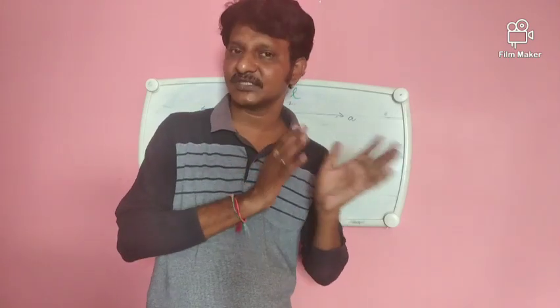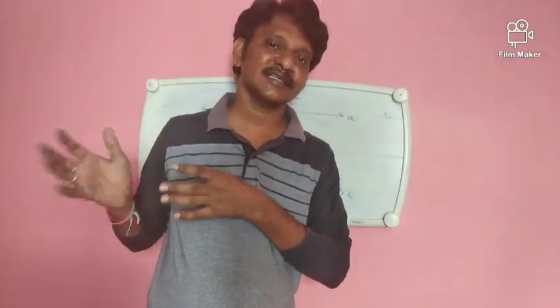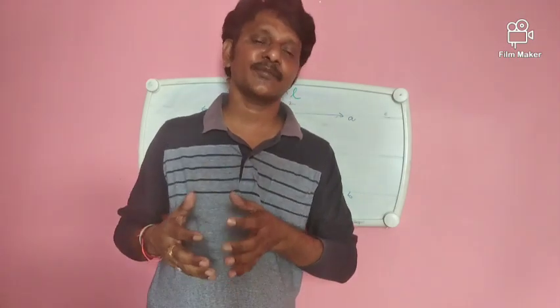Okay, children, in this class, we have learned about pairs of angles as the first concept. The second concept is how many angles will be formed when a transversal intersects two parallel lines, and their properties. We have learned.